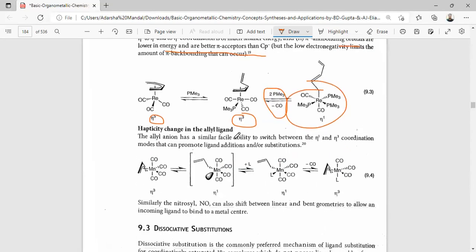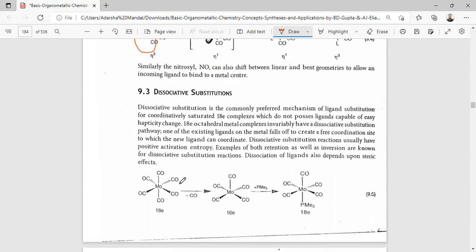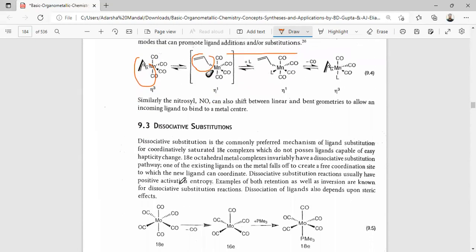The hapticity change in the allylic ligand: the allylic anion has a similar facile ability to switch between the eta 1 to eta 3 coordination mode, which can promote the ligand addition or substitution reaction. So here this allylic ligand can interchange between eta 1 and eta 3 to form this ligand substitution reaction. So next one is the dissociative substitution.